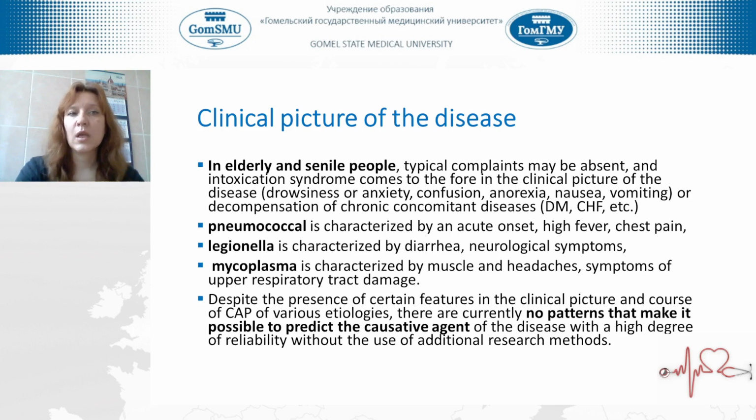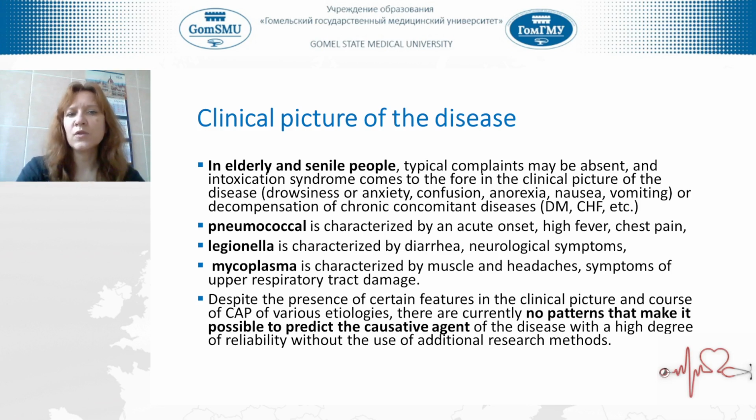It's very important: intoxication syndrome comes to the fore in the clinical picture of the disease. Growing anxiety, confusion, anorexia, nausea, vomiting, or decompensation of chronic disease, such as decompensation of diabetes mellitus, chronic heart failure. Pneumococcal pneumonia has an acute onset with high fever and chest pain. Legionella pneumonia presents with diarrhea, neurological symptoms. Mycoplasma is an atypical form of pneumonia, associated with muscle and headache symptoms of upper respiratory tract damage.